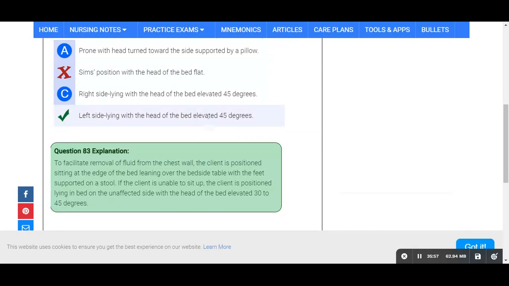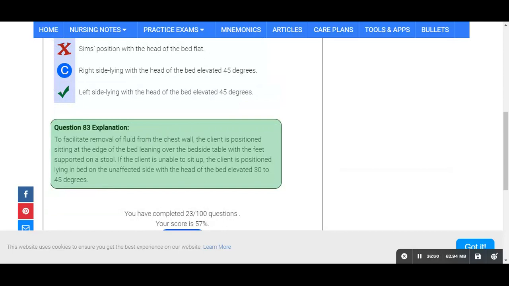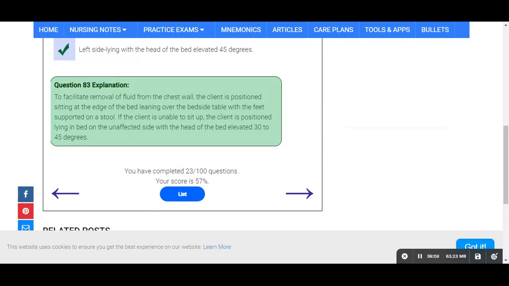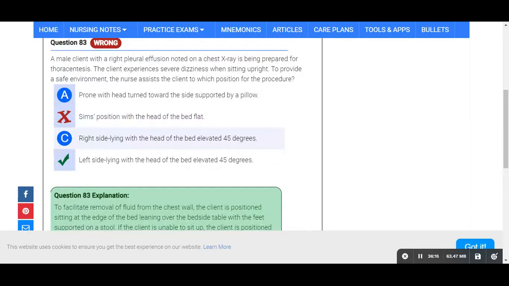Now let's try to understand what it means. To facilitate removal of fluid from the chest wall, the client is positioned sitting at the edge of the bed, leaning over the bedside table, with the feet supported on a stool. If the client is unable to sit up, the client is positioned lying in bed on the unaffected side with the head of the bed elevated 30 to 45 degrees. On the unaffected side.